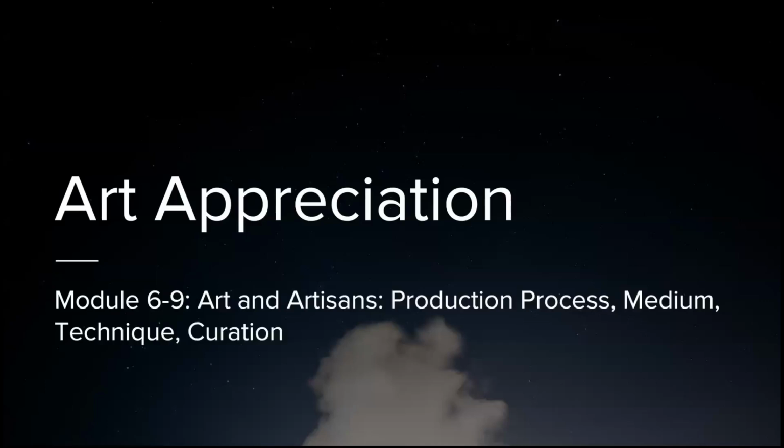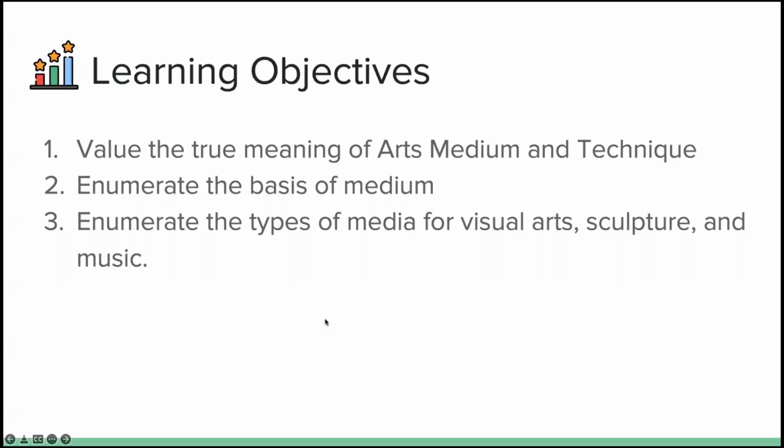Before that, I want to give you the outline of what we will do today. We can also see it in the learning objectives, so let me read this and tell you the outline later. Value the true meaning of arts, medium, and technique. Enumerate the basis of medium. Enumerate the types of media for visual arts, sculpture, and music. So in a way, class, today's lesson can be divided into three parts. We'll talk about the medium for visual arts, and then the medium for sculpture, and then the medium of music.